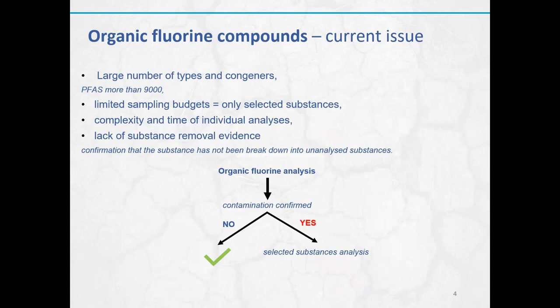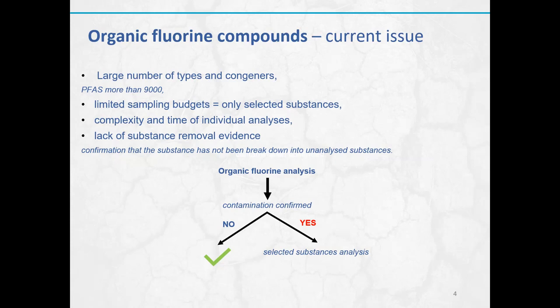And why are organic fluorine compounds a problem? I specified that they are PFAS and different drugs. The problem is that there are so many different types and congeners. For example, nowadays we have more than 9,000 different PFAS, and the number is increasing every year. So to analyze this would be expensive, difficult, and time consuming. So we need methods to analyze organic fluorine compounds in different materials, in waste materials or, for example, in oil.